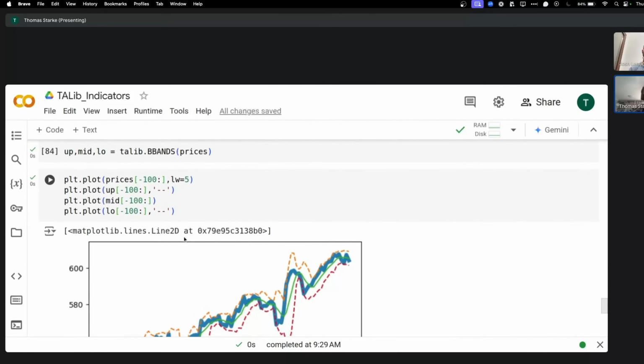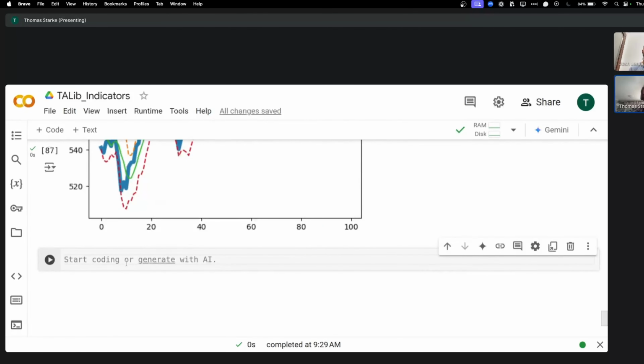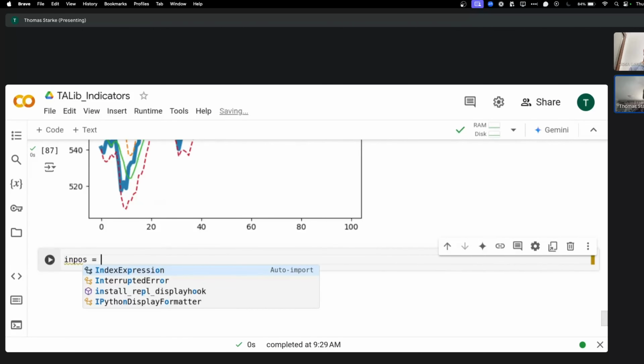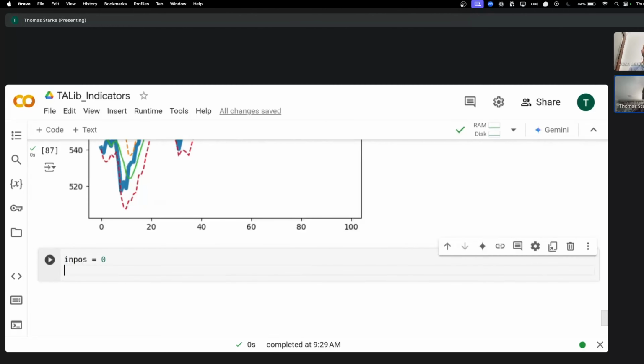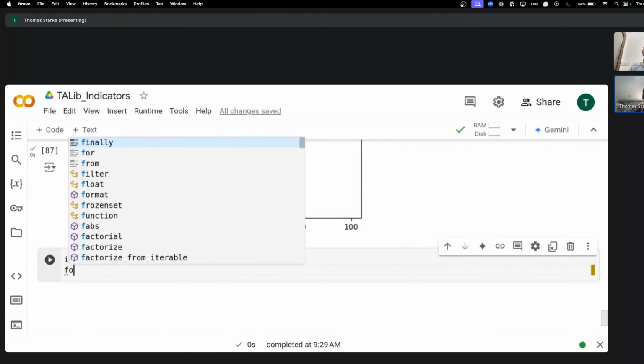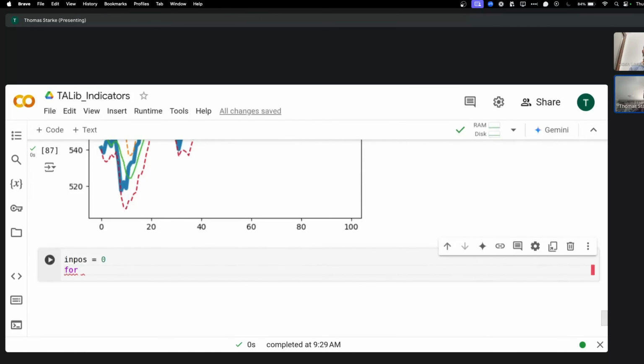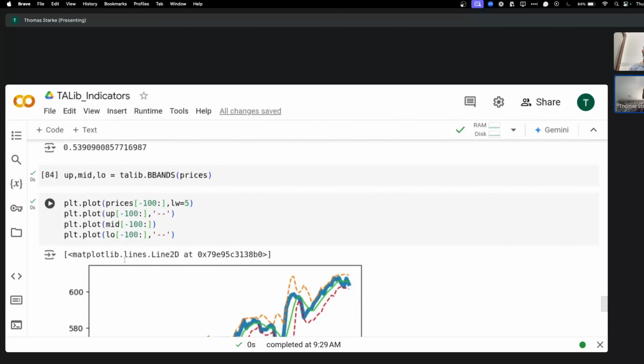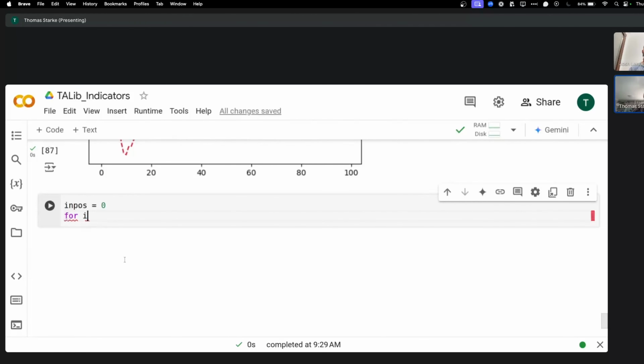So how can we convert this into a trading strategy? So first of all, what I do here now is I build an event-based trading strategy. So we define a position indicator. We say, well, if impulse is 0, we are not in a position. If impulse is 1, we're in a position. And then what we do is we cycle through our prices. So we can do for i in range length prices.